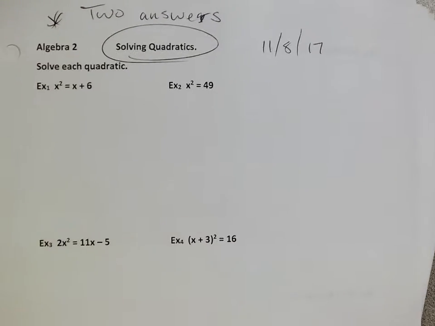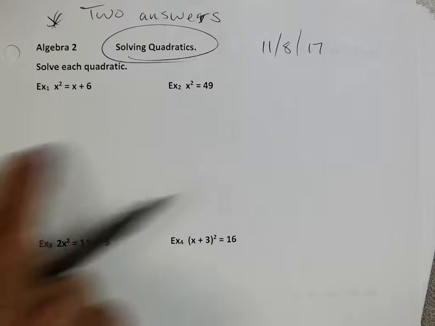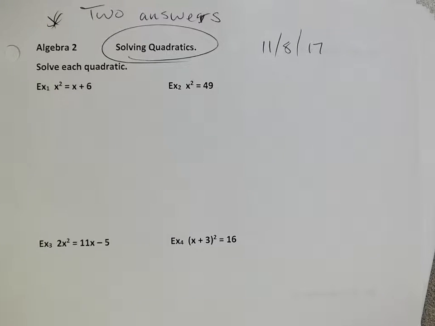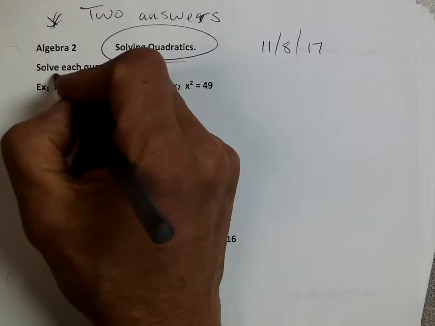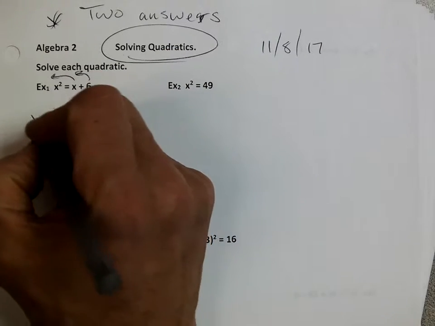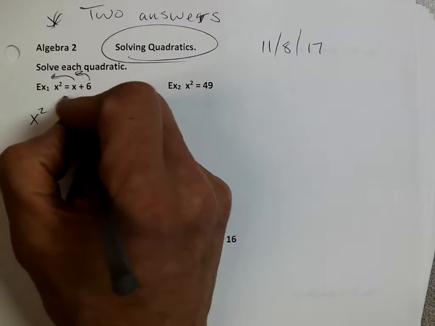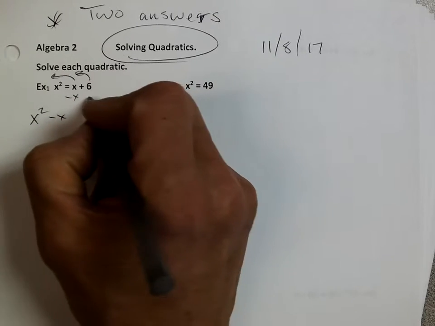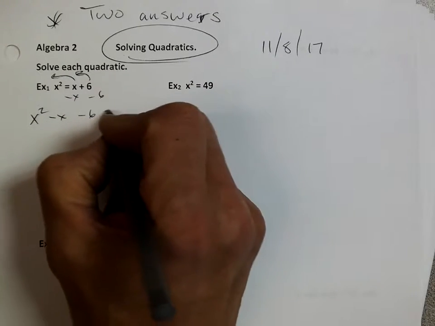So anyway, on example one, what do you think we should try? Okay, Leora said let's bring them all over. Okay, you okay with that? Bring them over, right? So I've got an x squared. I'd have to subtract an x, right? I just have to subtract a 6. Okay.